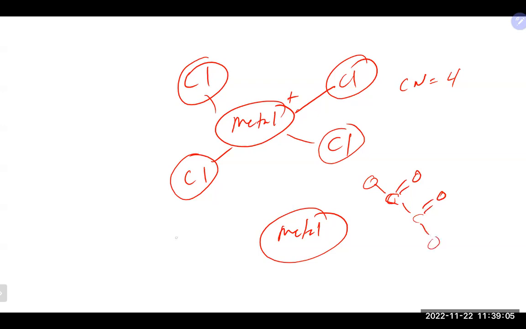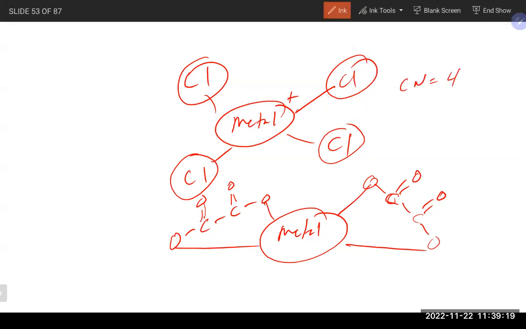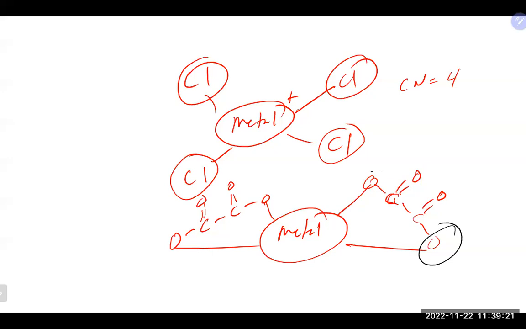Maybe we've got just a couple of these oxalates happening. Each oxalate can pretty much bind to the metal through the single-bonded oxygen, and the coordination number, again, in this particular case would be 1, 2, 3, and 4. So the coordination number here would be 4.